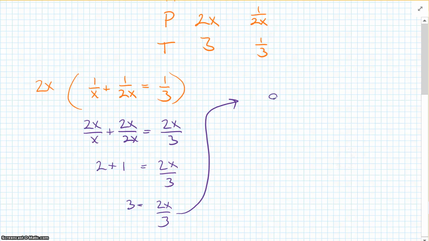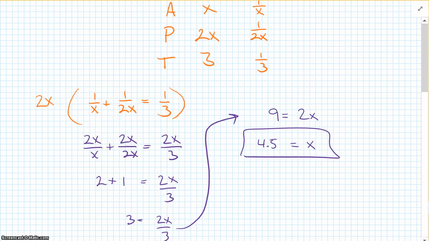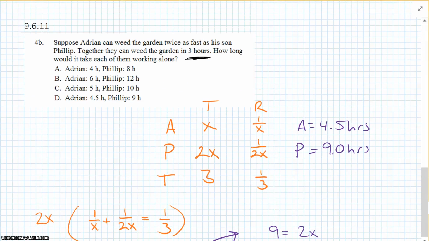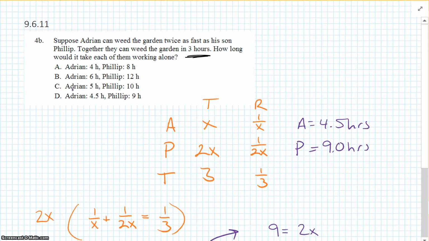Multiply each side by 3. 9 equals 2x. Divide each side by 2. So x equals 4.5. So it would take Adrian 4.5 hours to weed the garden by himself. And it would take his son Philip twice as long, so 9.0 hours. So how long would it take each of them working alone? Adrian 4.5 and Philip 9.